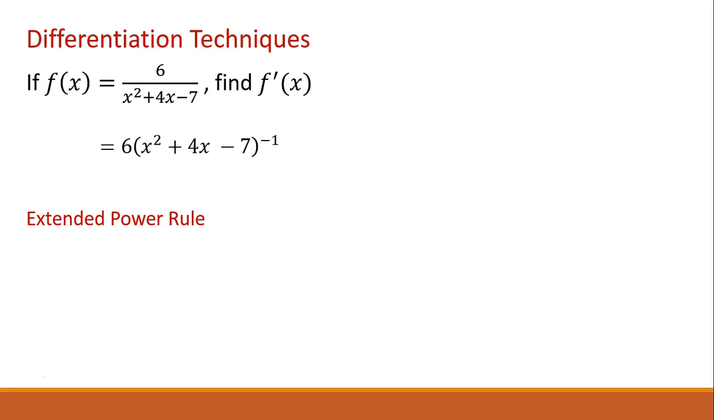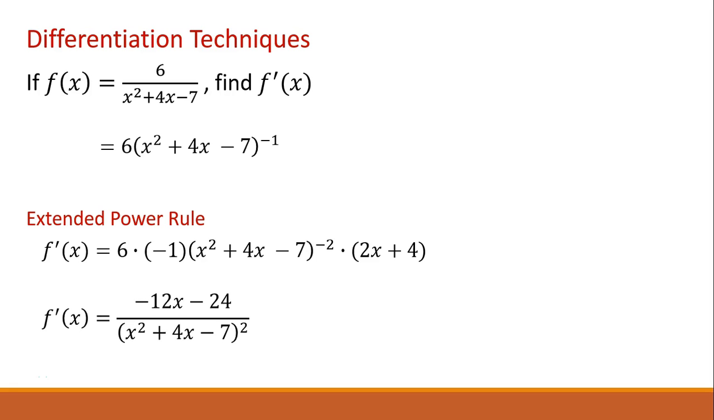But now we could use our extended power rule and take the derivative of that version of our function, which would be 6 times, now bring that power down, times negative 1, times our base to 1 less power, times the derivative of the base. If we simplify, we'll see that we get exactly the same thing we got when we used the quotient rule on this problem. As you can see, we sometimes have a choice of methods to use to differentiate a function, but we should always get the same answer no matter what method we decide to use.